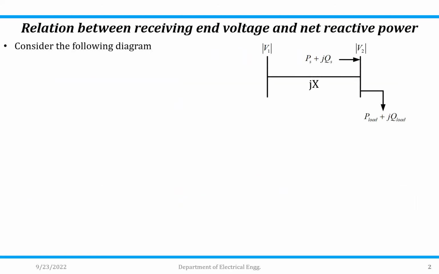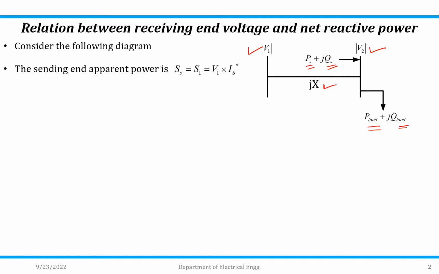Here, V1 is the sending end voltage, V2 is the receiving end voltage, PS plus jQS is the active component of the power and the reactive component of the power from the supply side. P load plus jQ load is the load active component of power and the load reactive component of power. jX is the reactance of the line.